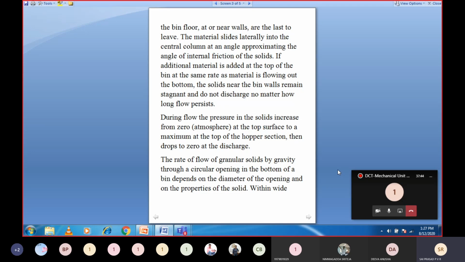The material slides laterally into the central column at an angle approximating the angle of internal friction of the solids. What is the angle of internal friction? The angle to which the equipment has to be raised so that the flow can start. So how should we understand this? Once the gap reaches the top, the material adjacent to the gap tries to fall down, so there will be a sloping bottom. And when this angle is equal to the internal friction angle, only then will the solids start moving. That is what we are supposed to understand.